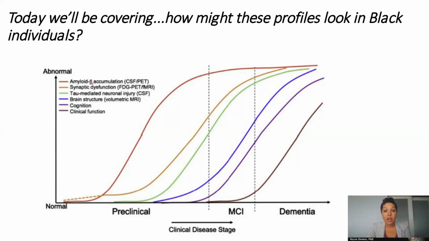Again, cognition typically is not apparent until the MCI stage when it's mild cognitive impairment. So the name really matches when you start to see different abnormalities on the neuropsychological assessment testing. And so that's shown, I think, in a brownish purple color on the graph. And then, of course, you have the clinical symptoms of dementia starting around the MCI dementia phase, which is shown in the brown line.